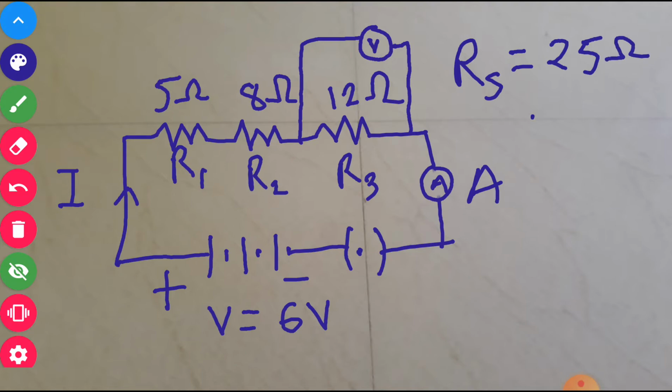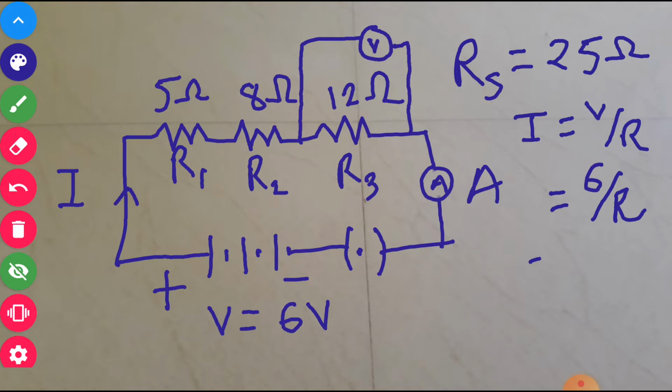Now the current I is equal to V upon R. Voltage is 6 volt divided by the resistance R. So this becomes 6 upon 25. That is the current, 6 upon 25 ampere.